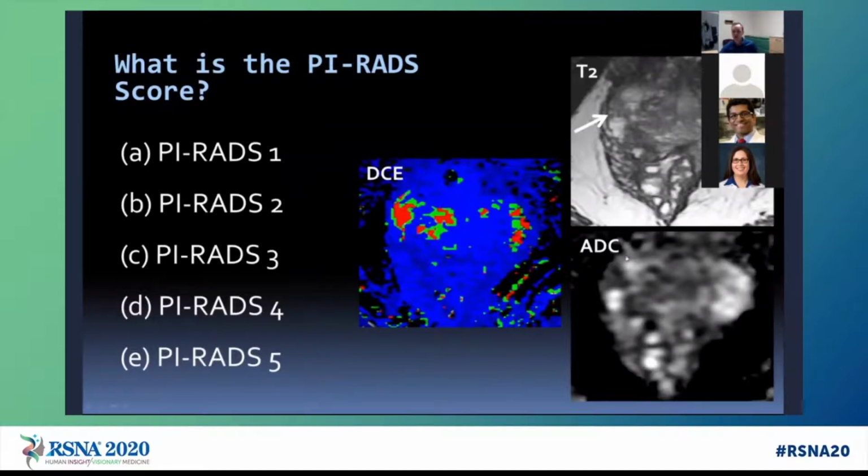So early enhancement on DCE, low signal on the ADC map, and there is some low signal there, wedge-shaped, yes, but corresponding restricted diffusion. So do you think this is PIRADS 1, 2, 3, 4, or 5? So based on size, this would be PIRADS 4. If we think there's extracapsular extension, then we might call it PIRADS 5. I don't think there is in this case.